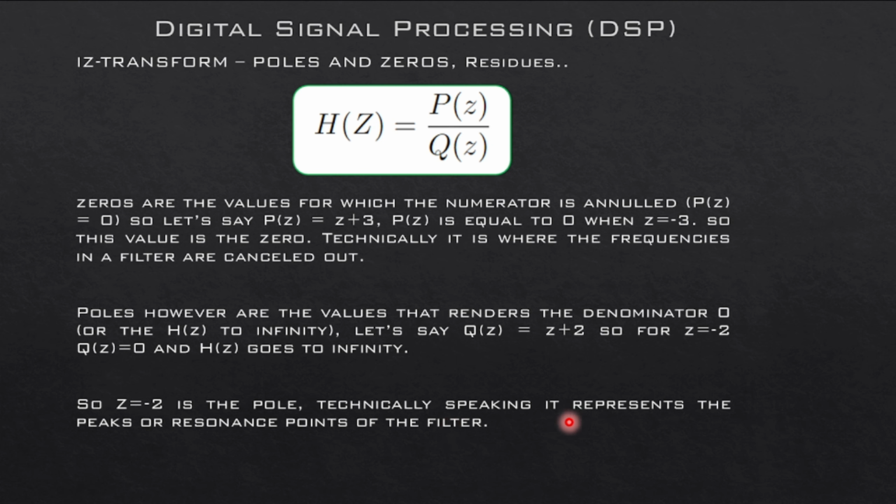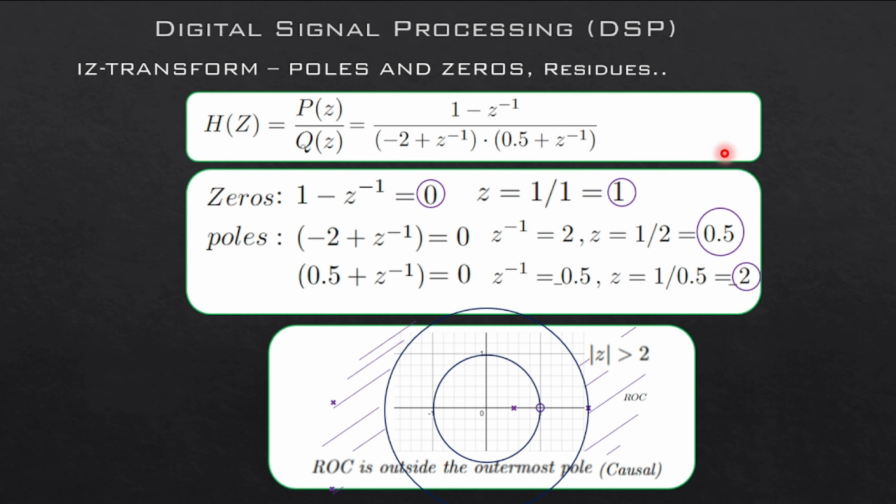Technically speaking, it represents the peaks or resonance points of the filter, because H(z) is either a circuit, a filter, whatever you name it. It's a system that is behaving in a specific way when it gets an input on the inside of it. All right, so let's give you another example. H(z) is equal to P(z) divided by Q(z), equal to 1 minus z to the power minus 1, divided by (minus 2 plus z to the power minus 1) times (0.5 plus z to the power minus 1).